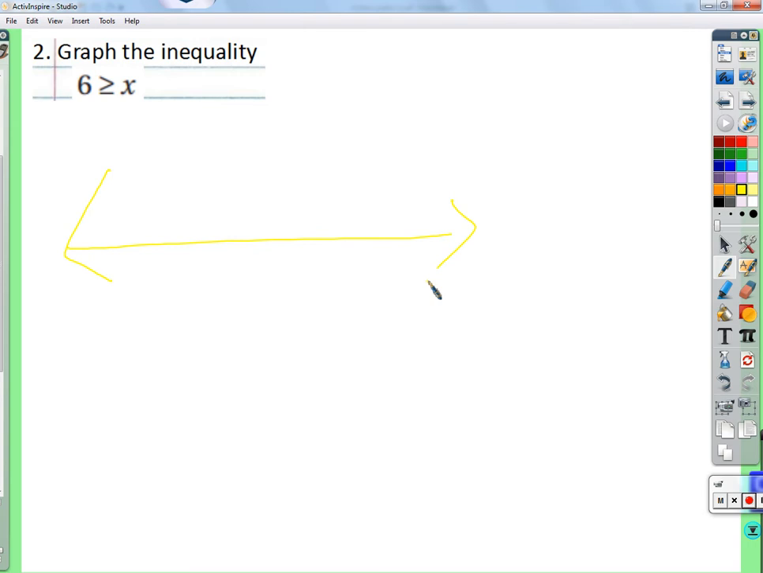So let's see, that's going to be 6. So we're looking at 6 here. We'll go back. 0. So at 6, do we put an open or a closed circle? Closed, because it is okay if it is equal to 6. And we want x to be less than that as well.